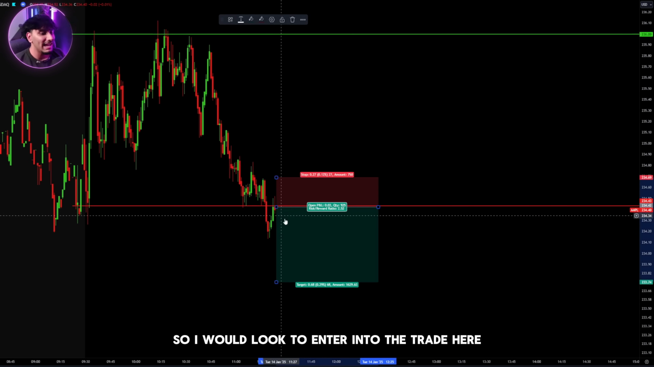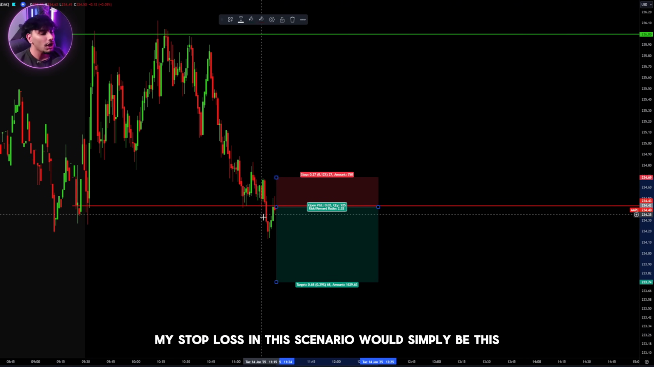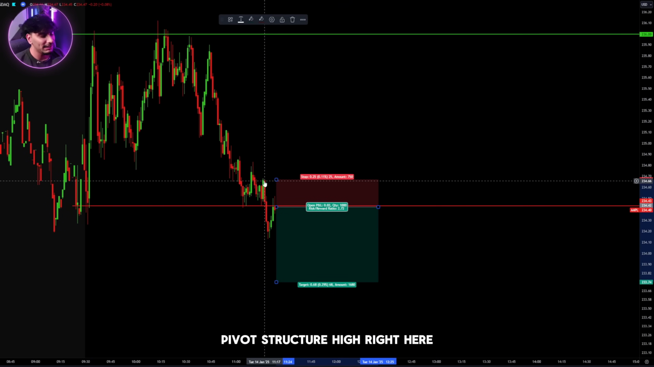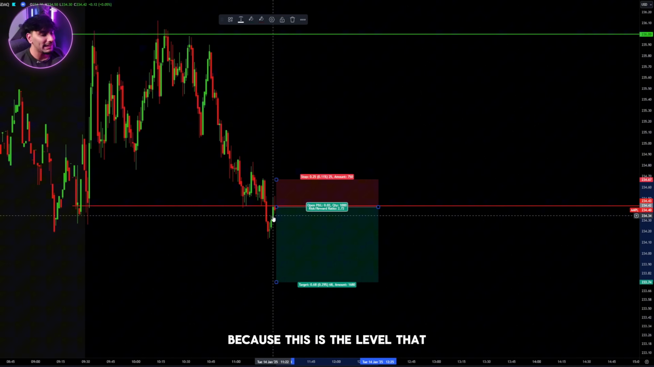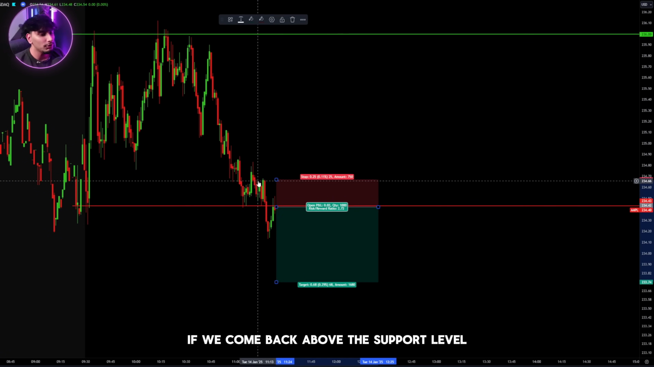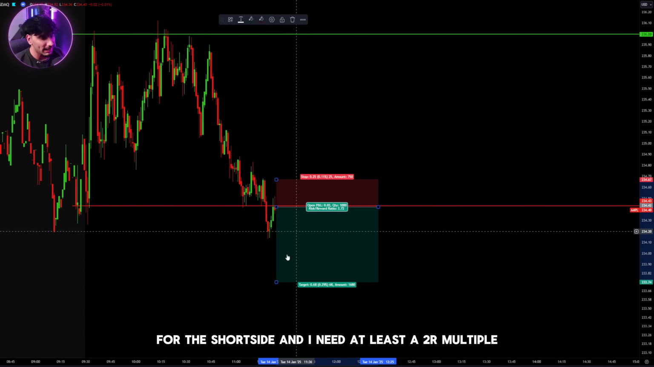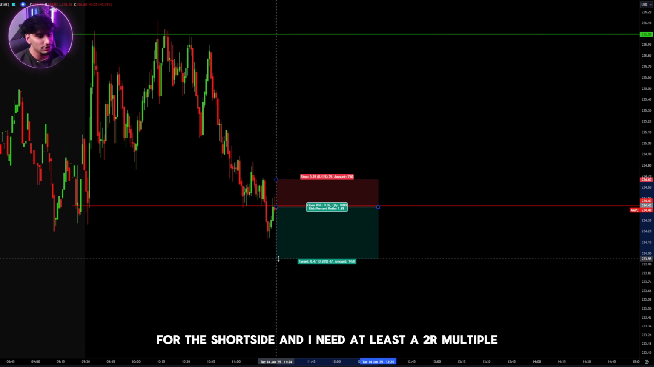So I would look to enter into the trade here. My stop loss in this scenario would simply be this pivot structure high right here, because this is the level that, if we come back above the support level, we need to hold as the last level of defense for the short side. And I need at least a 2R multiple.